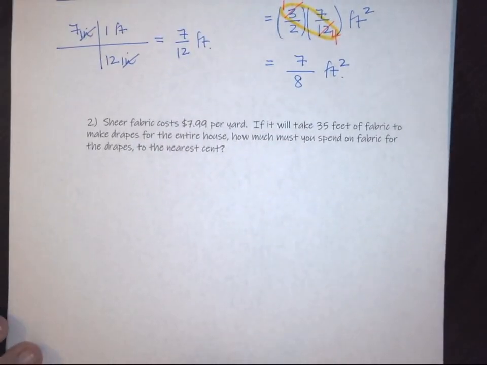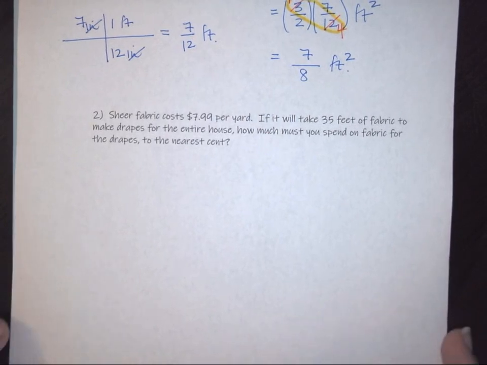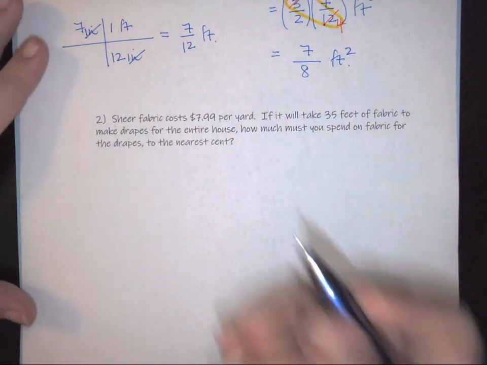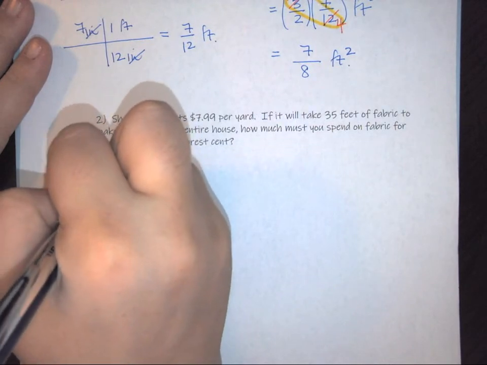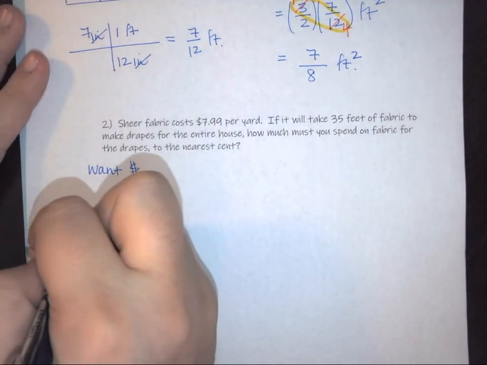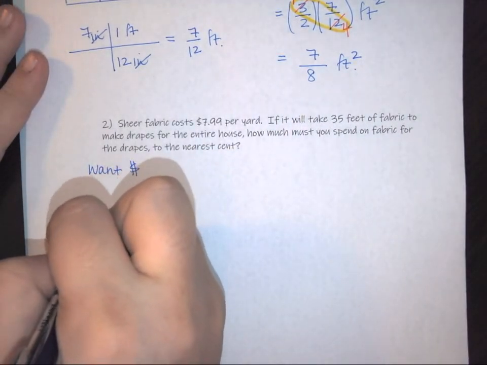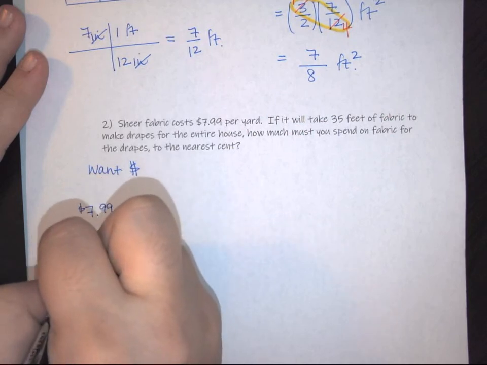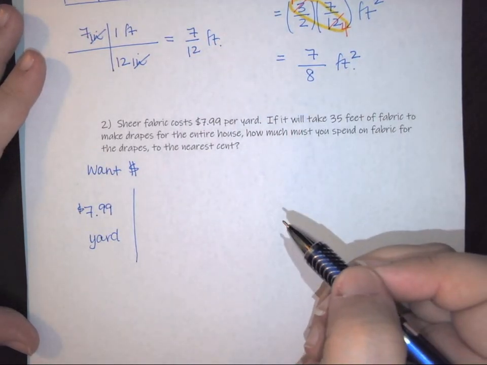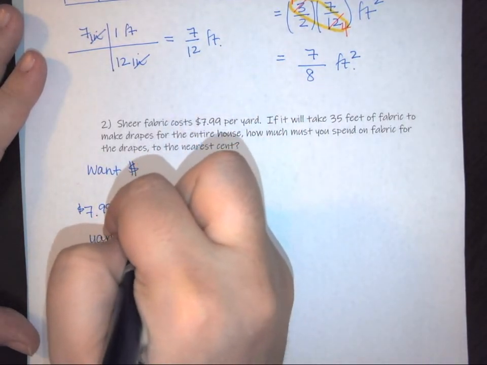Alright, let's look at this last one here. It says if sheer fabric costs $7.99 per yard, and it will take 35 feet of fabric to make drapes for the entire house, how much must you spend on fabric for the drapes to the nearest cent? So here, what we want is money. So I have $7.99, and this is per yard. I also have 35 feet. So I'm using 35 feet here.